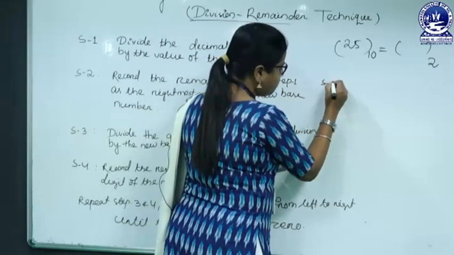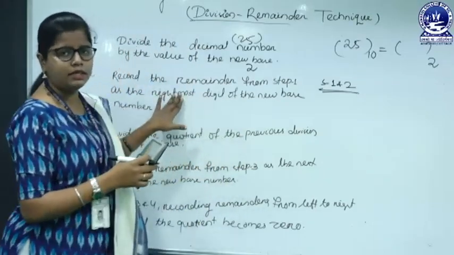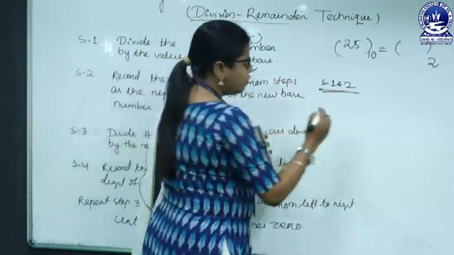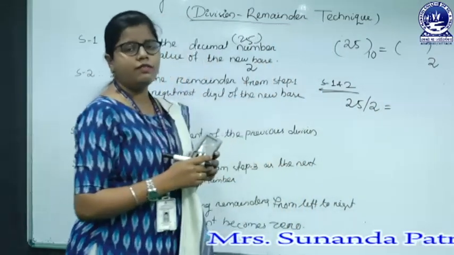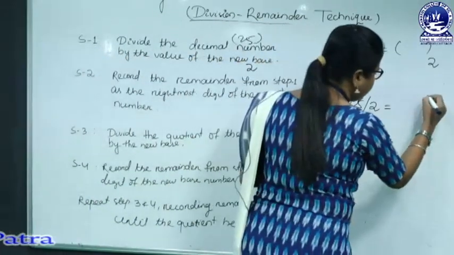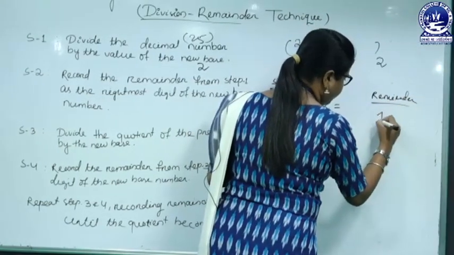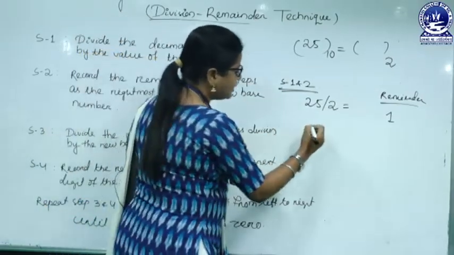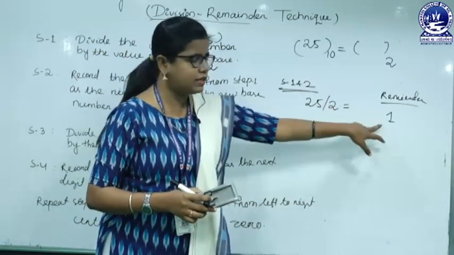From step 1 and step 2, here in step 2 we are keeping the remainder as the rightmost digit. So we are dividing 25 by 2. What will be the remainder? The remainder will be 1. And what is the quotient now? The quotient is 12. 12 2s are 24, the remainder is 1.